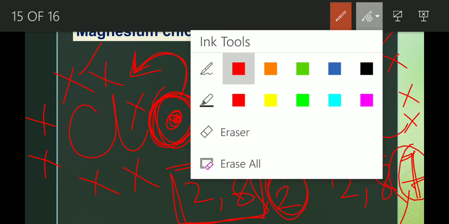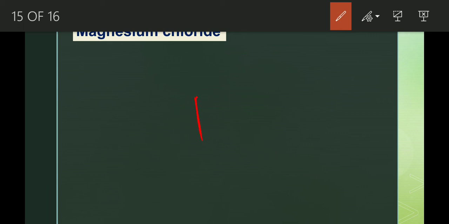See, so magnesium now becomes 2 plus. Why? Because it is donating 2 electrons to the 2 chlorine atoms. So as it is losing 2 electrons, that's why it is 2, and as it is losing electrons, it becomes electropositive or a cation, that's why it's plus. It's a metal in this compound.